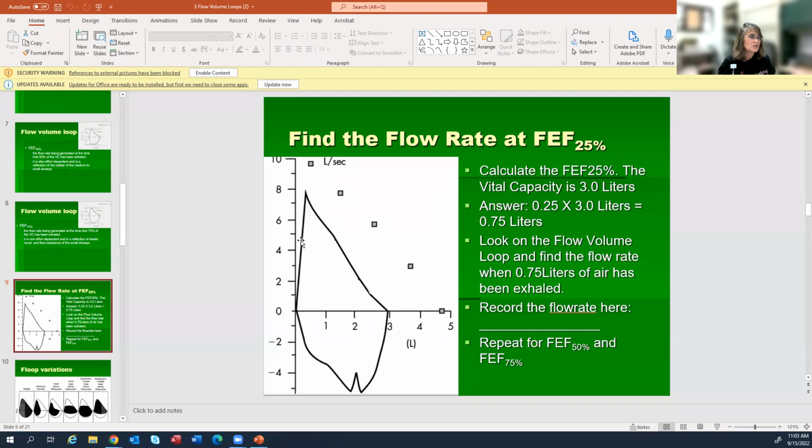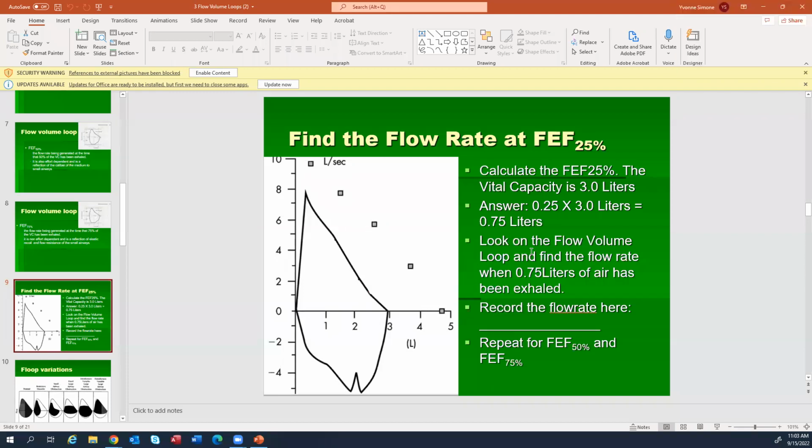And it's going to change depending on what the volume is. So if your forced vital capacity was 6 liters and 50% of 6 liters is 3 liters, you would go to 3 liters and go up and then over. So you have to figure out the volume first and then look at the flow.